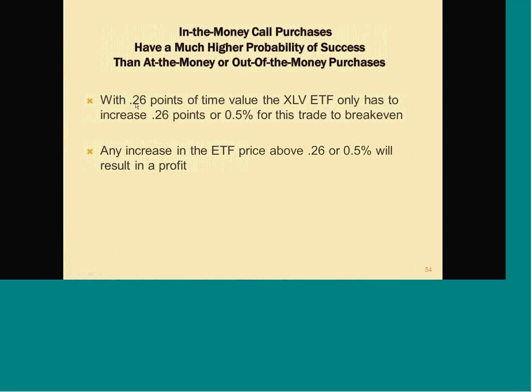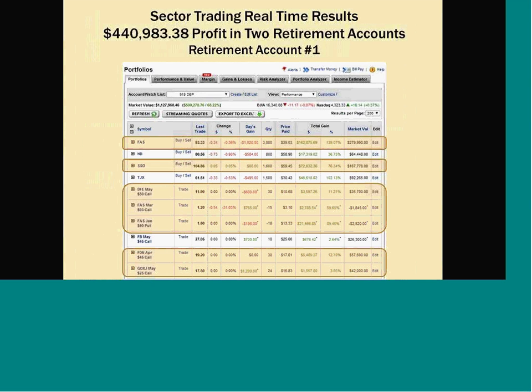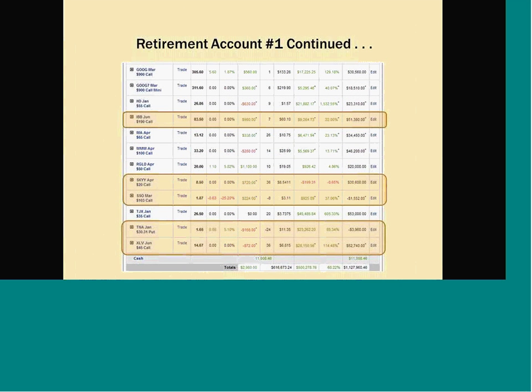Okay, so I want to just show you my real-time results, and I took snapshots of my two retirement accounts. And what I did is I highlighted the ETF trades. Some of these are, I own ETF, most are ETF options. So I just highlighted these, and in my two retirement accounts, I have $440,000 in profits trading these ETFs. So this is my first retirement account. And here's the various ETFs that I owned. This is the biotech ETF, and this lists the profit or loss for the ETFs. And I've got about $440,000 in open trade profits.